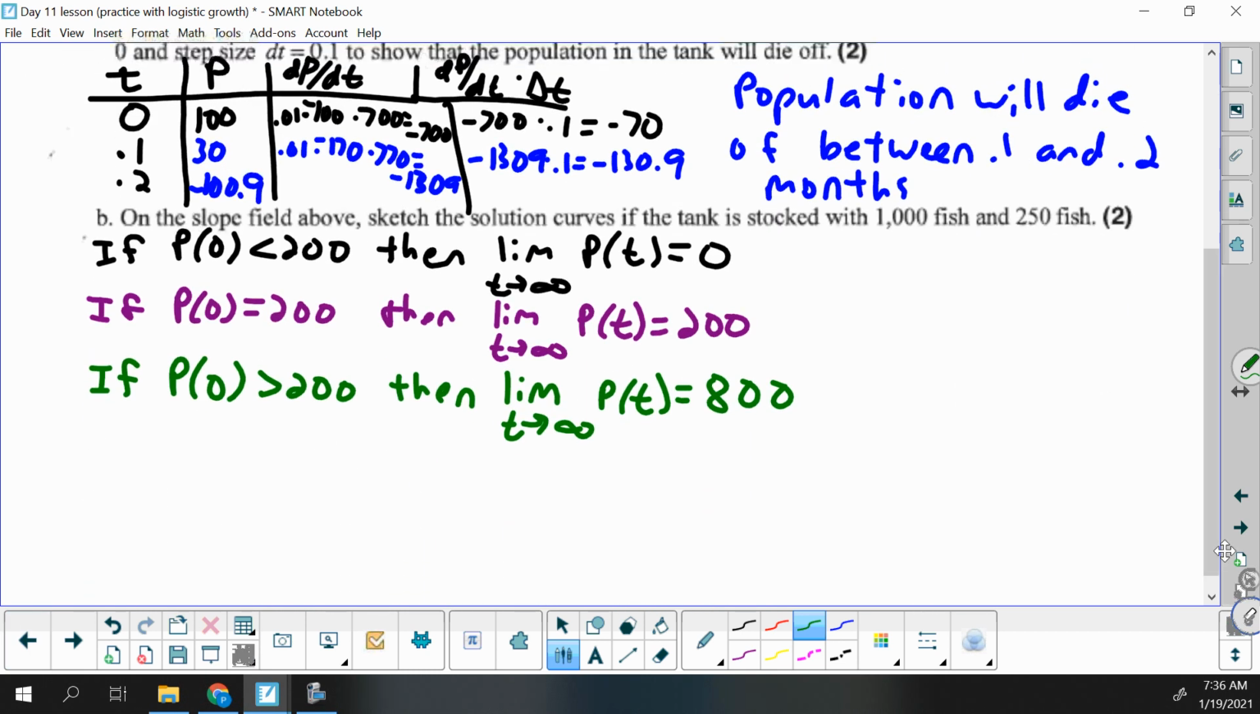Oops, and I guess I just wrote that in the wrong spot. Sorry. That's for part C right there. The B was just sketching the slope field.